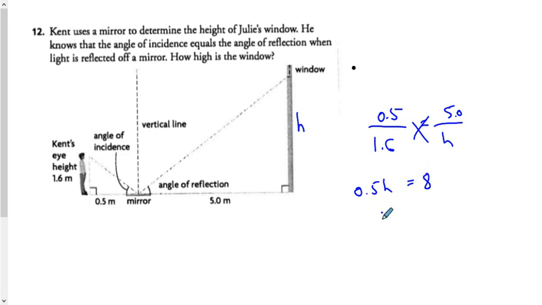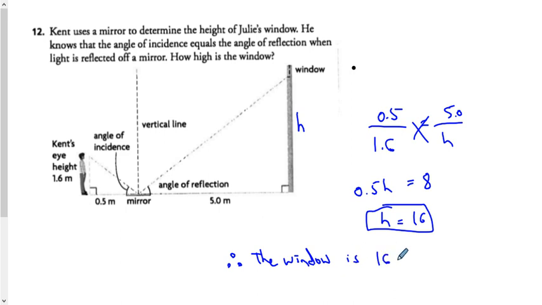And then I'm going to divide both sides by 0.5. That's going to be the same as doubling, so this is going to be 16. Now you might have looked at this and said, oh, 0.5 goes to 5, that's 10 times bigger, so 1.6 goes to 16, that's 10 times bigger. That would be a fine way to do it too. So we say therefore the window is 16 meters tall.